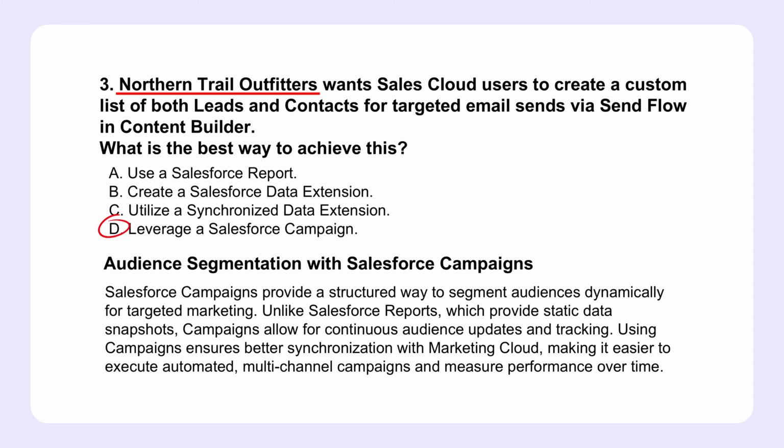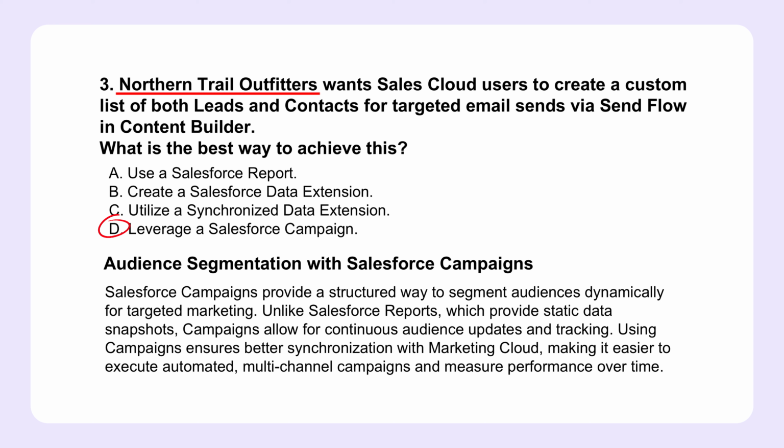So within a campaign, users can add members, both leads and contacts, based on all sorts of different criteria. And then thanks to Marketing Cloud Connect, those campaign member lists become available right within the send flow in Content Builder. So marketers or even the sales users themselves, if they have the right permissions, can just select those lists for their email sends. So it's a pretty seamless process for the sales team. They can build their target audience within Salesforce, which they're already using every day, and then that list is immediately ready to go for email sends in Marketing Cloud.